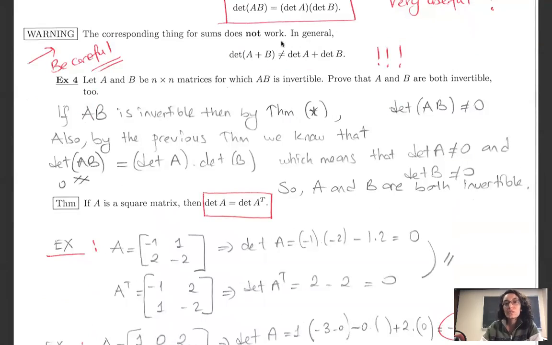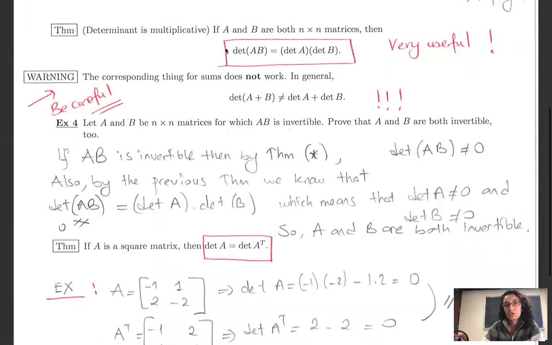And also by using this useful formula, actually, we can solve this example. If A and B are square matrices and A times B is invertible, then we can always prove that A and B matrices are both invertible, because it's coming from this formula.